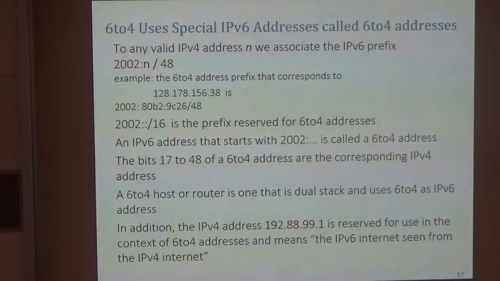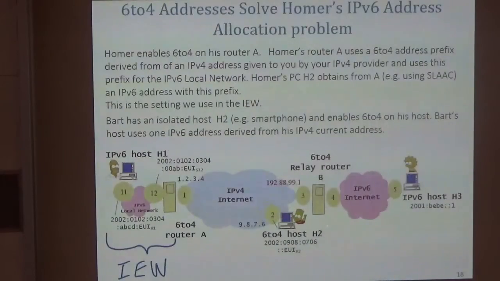In addition, 2002/16, that means those 4 hexadecimal digits, is a block of addresses that means 6to4 host. There is another special block, in fact, 192.88.99.0/24, but only the .1 is used, which is reserved for the operation of 6to4, and it means the IPv6 internet seen from the IPv4 internet. So we'll explain that here.